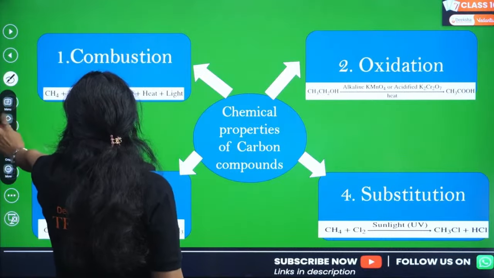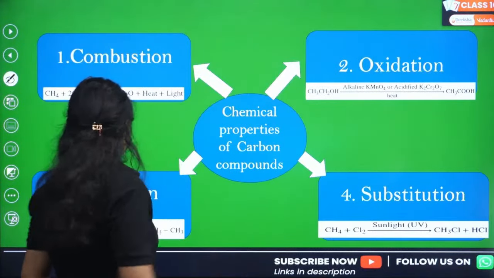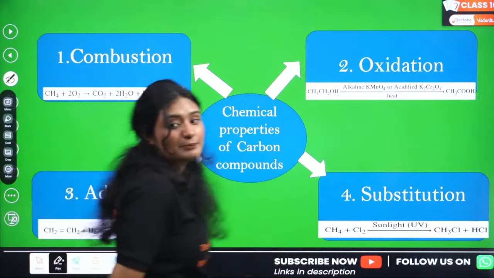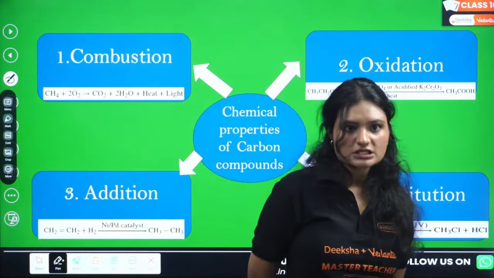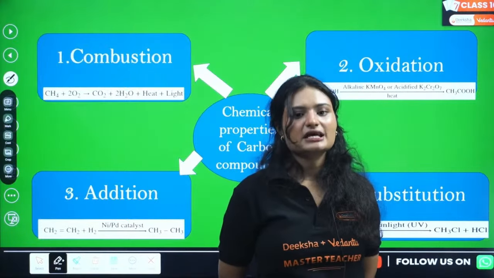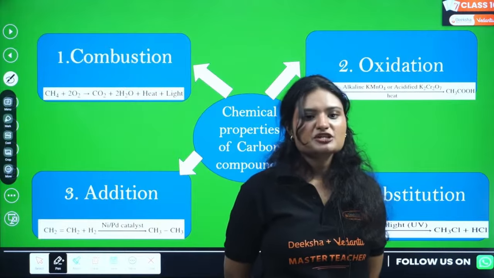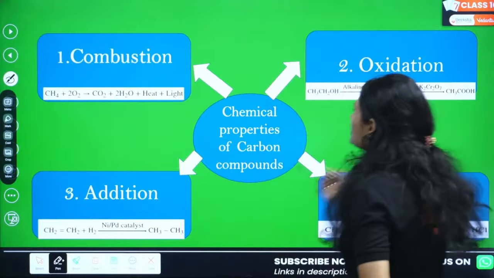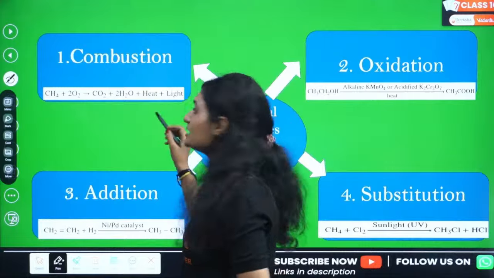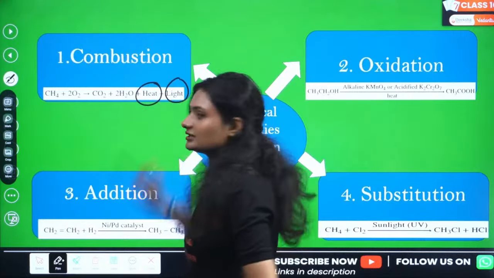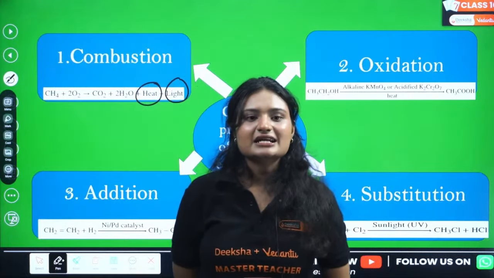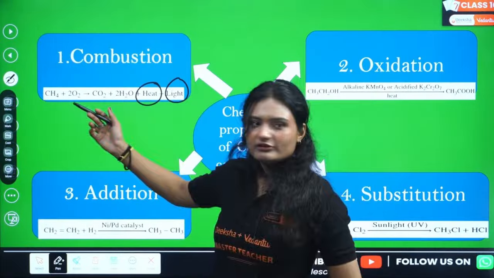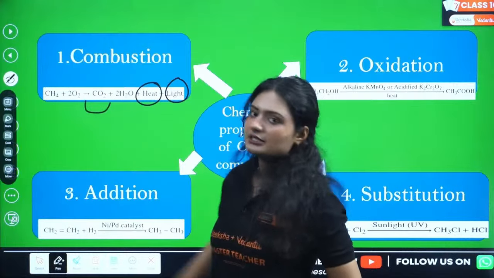Chemical properties of carbon compounds. What chemical reactions are shown by carbon compounds? There are majorly 4 types of reactions: combustion, oxidation, addition, and substitution. Combustion means if you provide oxygen, you get heat and light, plus carbon dioxide. When combustion is happening, carbon dioxide is also getting produced.